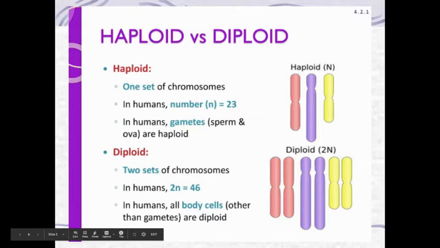So haploid versus diploid. Haploid means you only have one set of chromosomes. In humans, our haploid number is 23. And in humans, gametes, our sperm and our ova, are haploid. Diploid means that we have two sets or that homologous pair of chromosomes. In humans, the diploid number is 46. And in humans, that's all of our body cells. Everything other than our gametes are diploid.